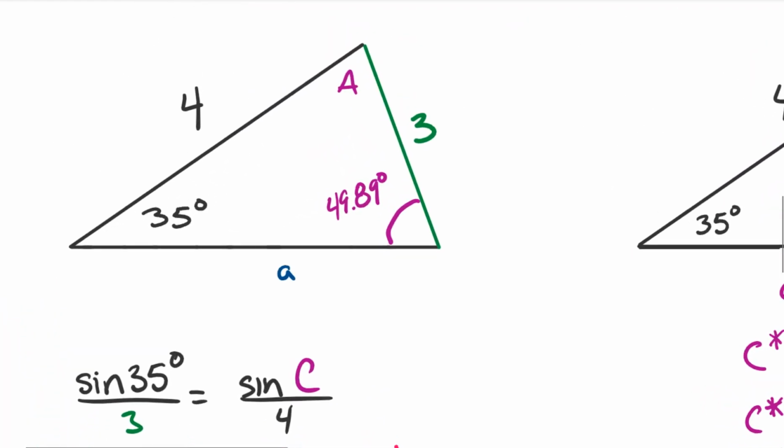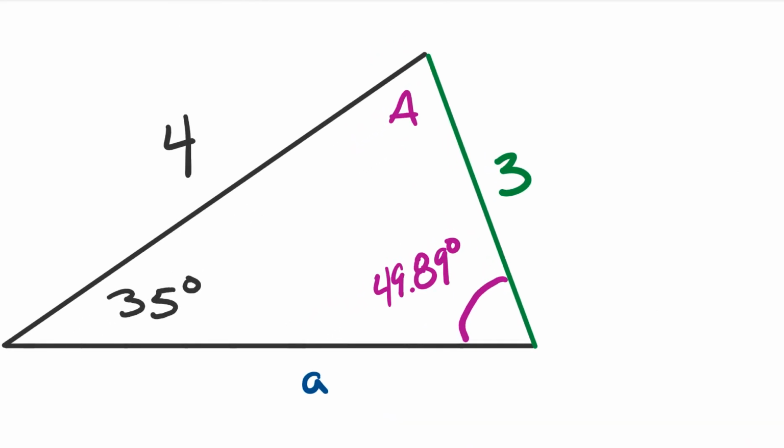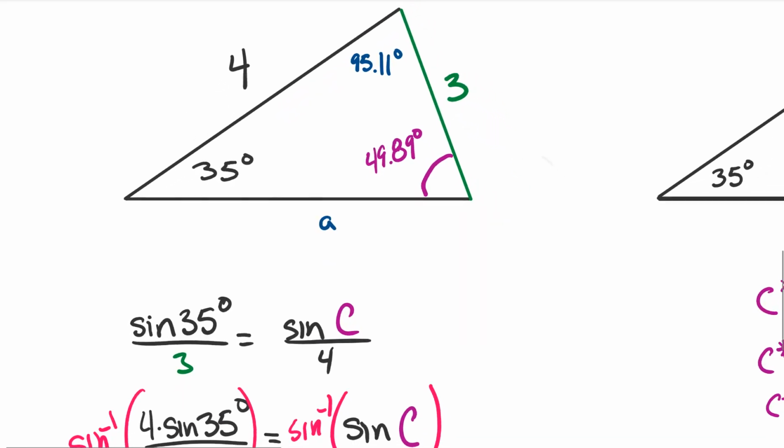Now that we know that our C was 49.89, we can just go solve for A, right? Isn't that just 180 minus the remaining given angles? Our angle A is now approximately 95.11 degrees. The sum of the interior angles adds up to 180, and now we're back to the initial step of how we would do the law of sines.